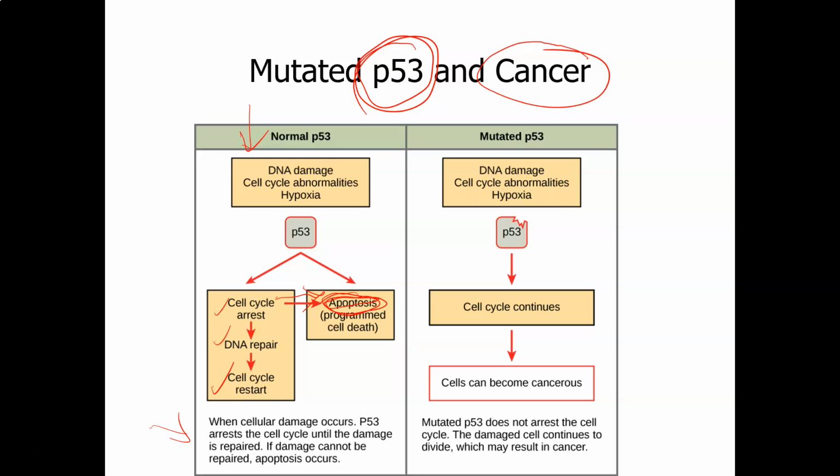Now, in a mutated P53, the cell damage, the cell cycle abnormalities, and the hypoxia do not cause apoptosis in the cell. They cause the cell cycle to continue, and the cells that are dividing that we don't want to divide can become cancerous. They can become a tumor, and cells from that tumor can spread. And that's what cancer is: a tumor that has spread, and we call that metastasis, or we say that it has metastasized.